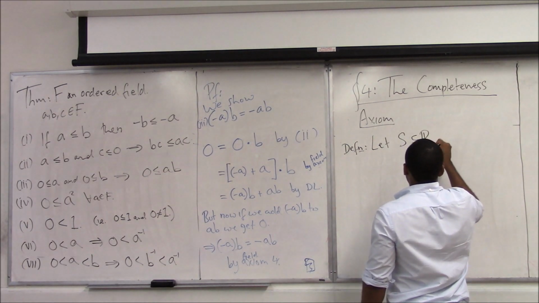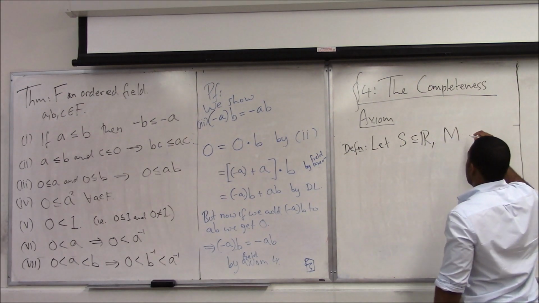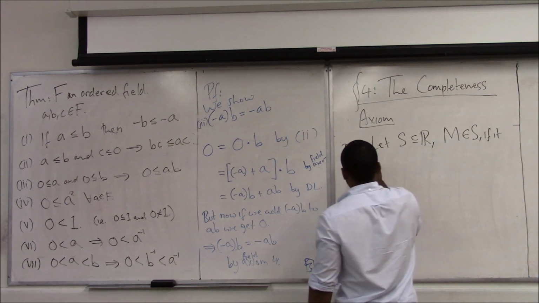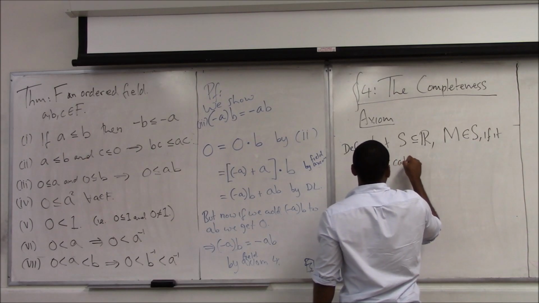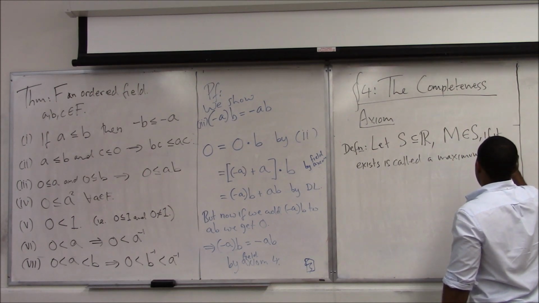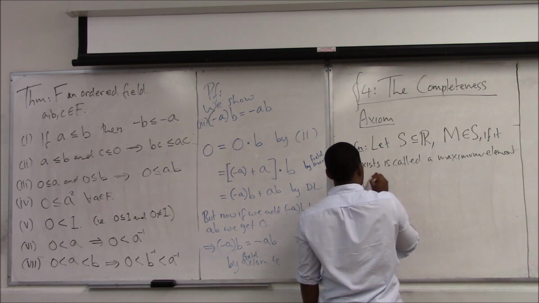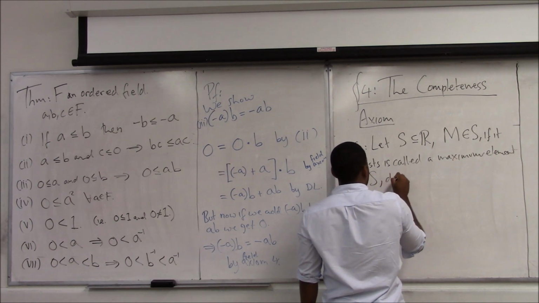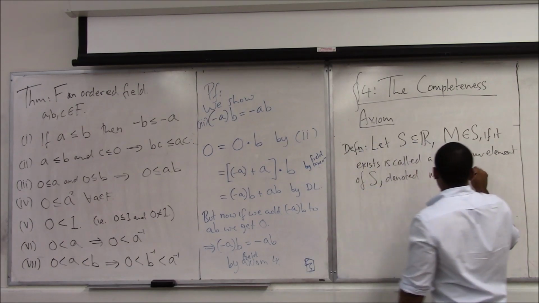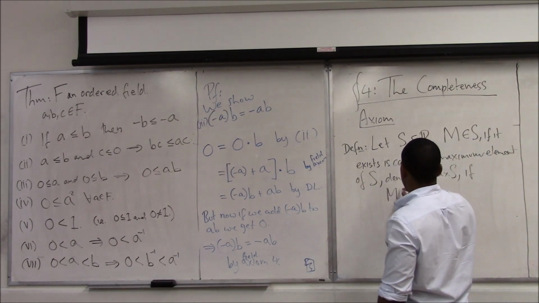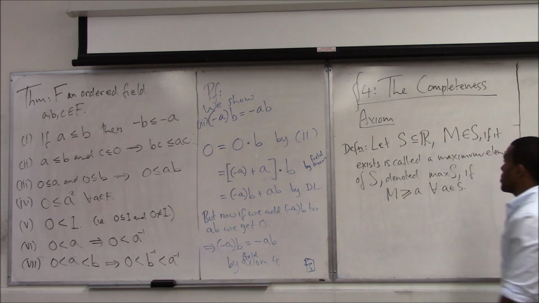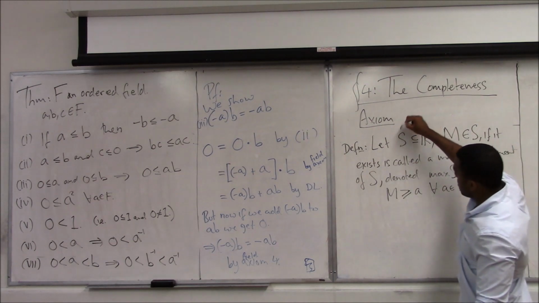Let S be a subset of R. M in S, if it exists, is called a maximum element of S, denoted max S, if M is greater than or equal to A for all A in S. Assuming our S is not empty.